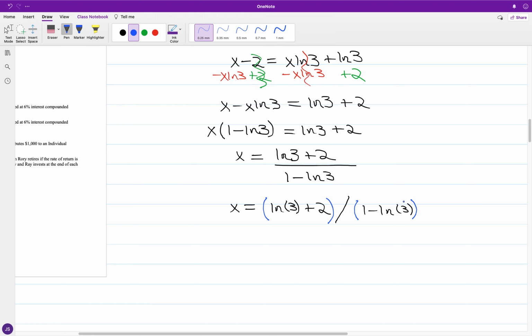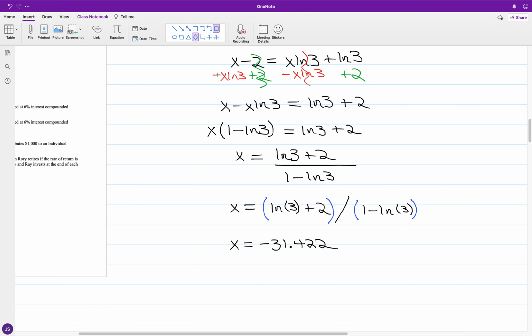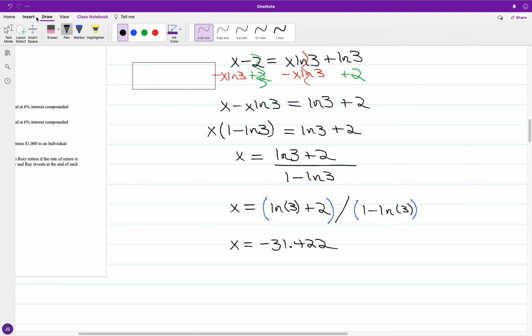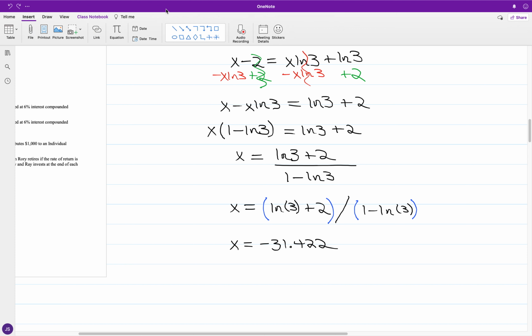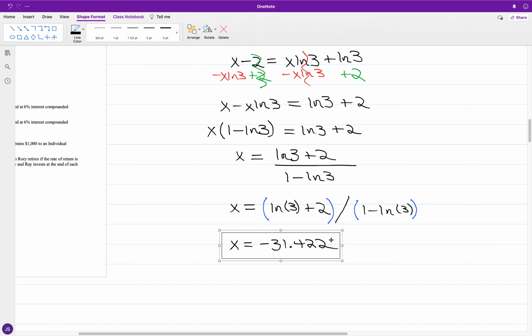And for what we will have in the case of the approximate value of x, okay, that is going to be about negative 31.422. Okay, so again, about negative 31.422.